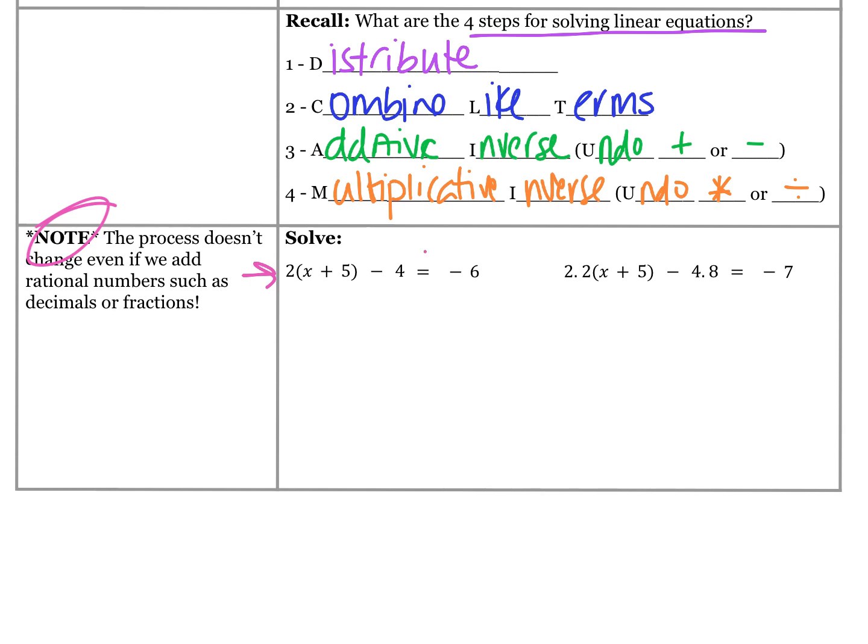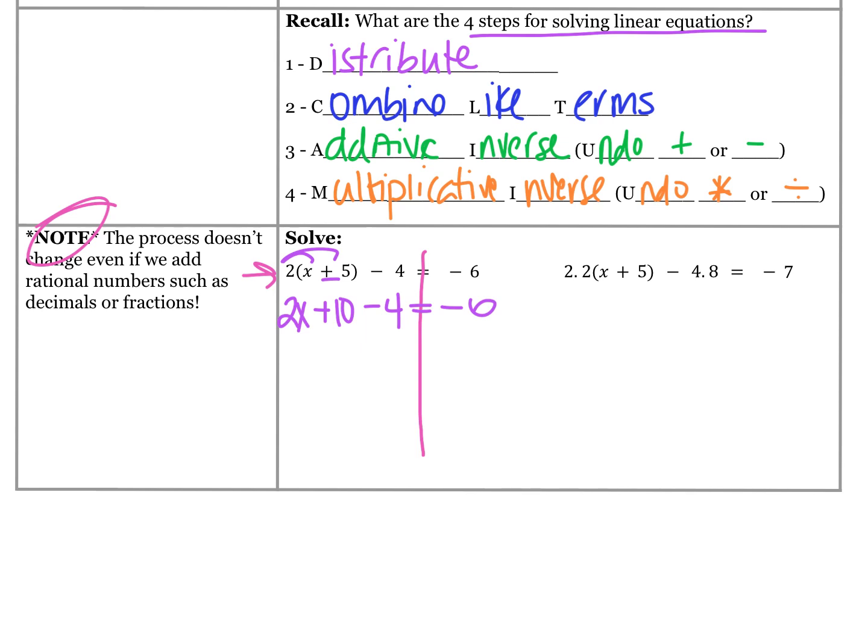The first thing we always do is we draw a line through that equal sign to make sure that we keep our balance when we are solving. And then we're going to go through our 4 steps. We're going to distribute first. So we're going to take 2 times x to make 2x, plus 2 times a positive 5, which makes positive 10. And then we copy the rest of the problem. Negative 4 equals negative 6. We could also read that as minus 4. They are interchangeable. Next, we have combine like terms.